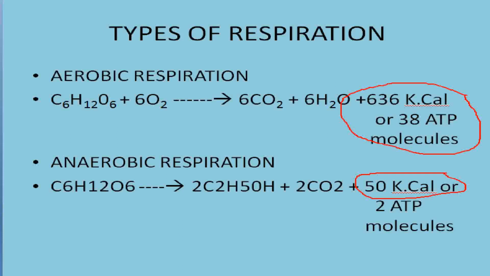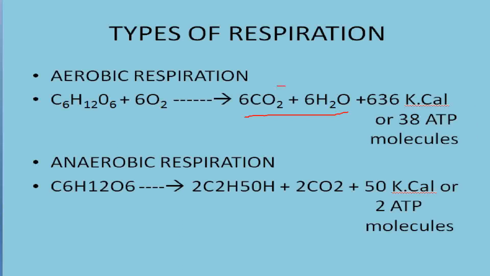So the first point: oxygen is used, oxygen is not used. Second: complete process, incomplete process. Third: a large amount of energy is released, a less amount of energy is released. Fourth: the end products are carbon dioxide and water, but here the end products are C2H5OH, ethanol, or ethyl alcohol, and carbon dioxide.